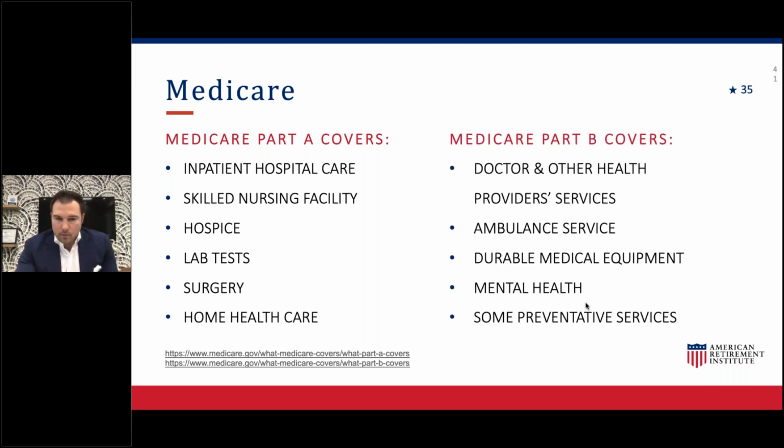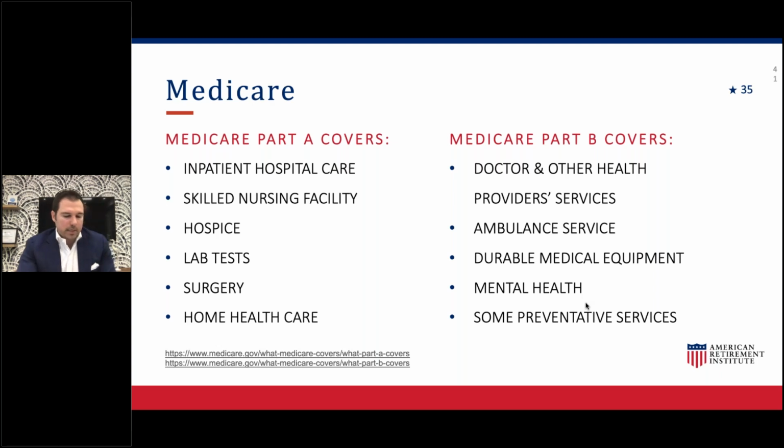Part B, you have to buy on your own. Part B and Part D. Part B and D are supplements, and Part B covers everything that Part A doesn't cover. Doctors, providers, ambulance trips, mental health services, preventative services, and Part D is your prescriptions.